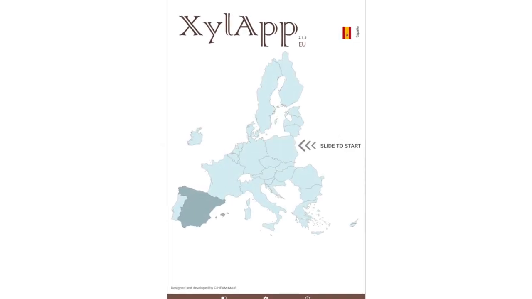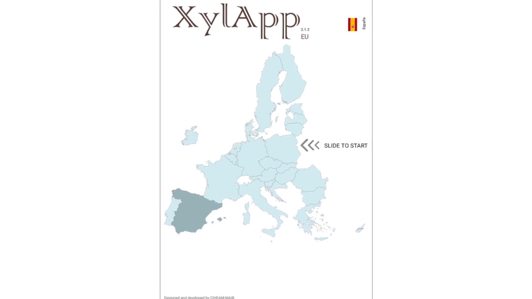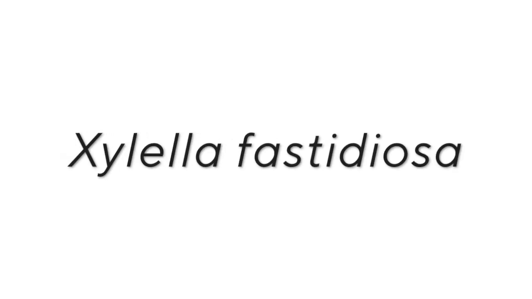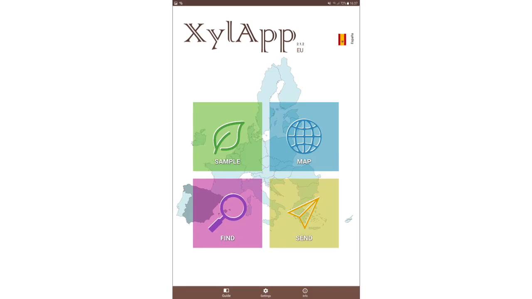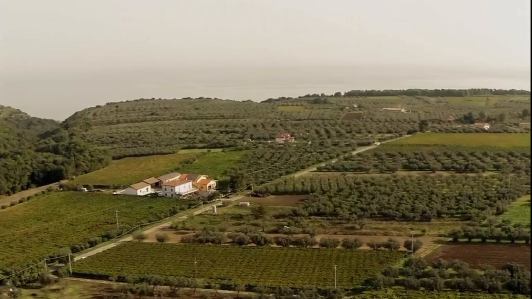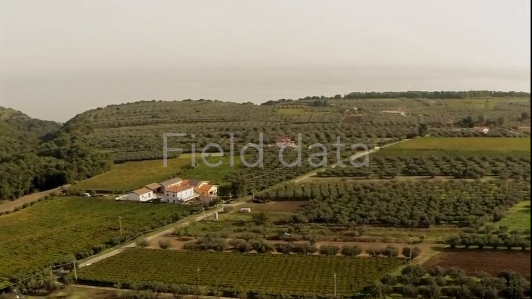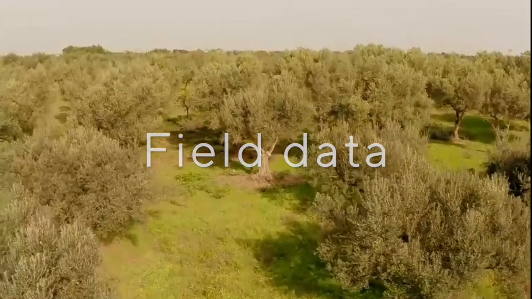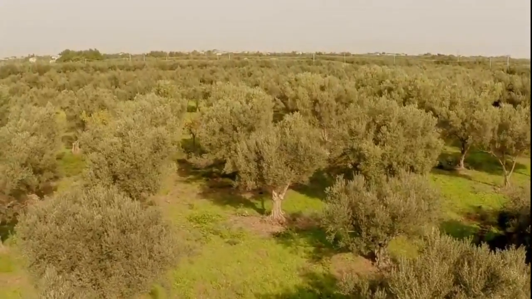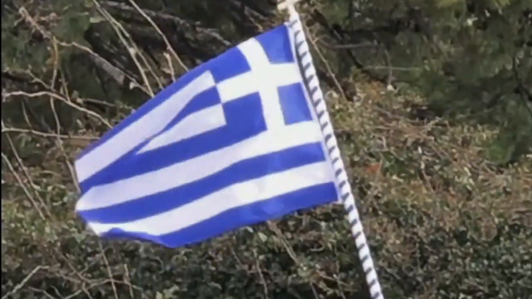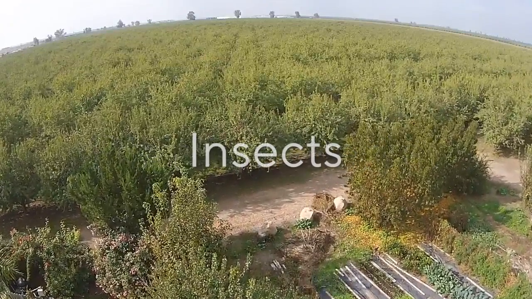Advanced version of the Android application XylAppPuglia, developed by CM Bari for the official monitoring of Xylella fastidiosa in Puglia, has been completely redesigned for the acquisition and traceability of field data in three pilot areas of the European territory: Spain, Greece, and Italy, related to plant material and insects.